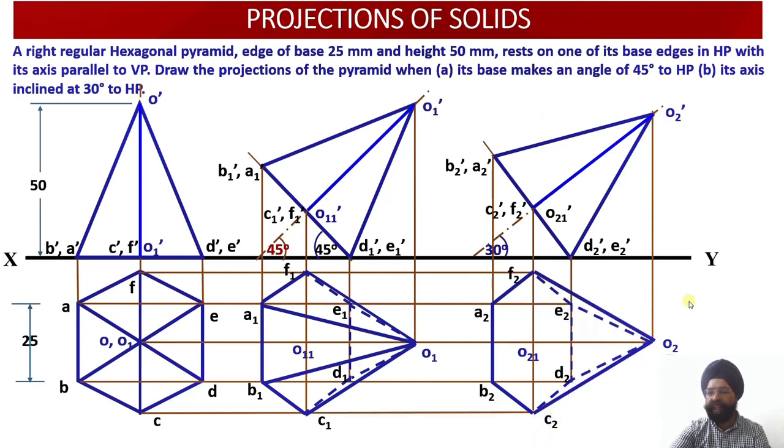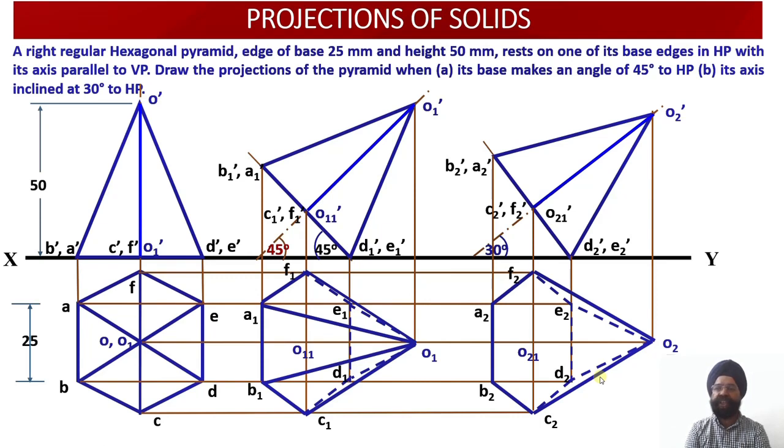So after joining, just see, this is figure 1. This is the projection which is figure 2, top view. Now we can see that as there is change in orientation, that is inclination of this hexagonal pyramid with respect to the horizontal plane, there is change in the shape. That is, the orientation will decide how the projections will be obtained onto any given reference plane. So this was the basic objective behind taking up this particular problem in this lecture.